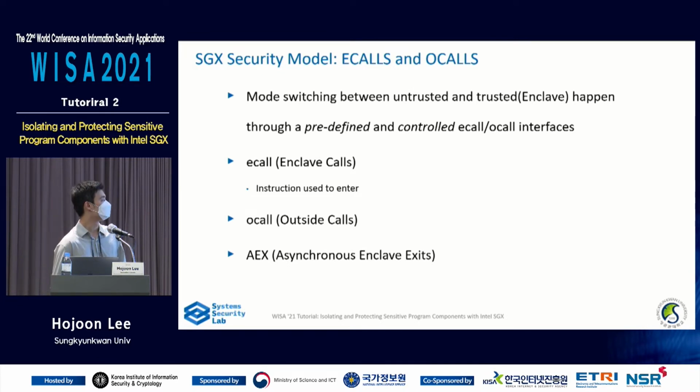And of course, the mode switching between untrusted and trusted using ecalls and ocalls has to happen through predefined and controlled ecall and ocall interfaces. So again, ecalls are used to enter, and ocalls are used by enclaves to access something that is outside. And also there's something called AEX. We're not gonna go into the details, but this is when the enclave has to exit for certain events, for example, interrupts, traps, and things like that.